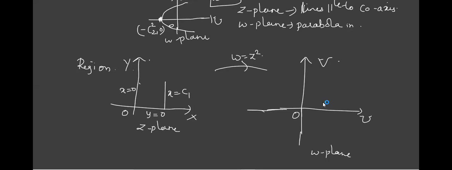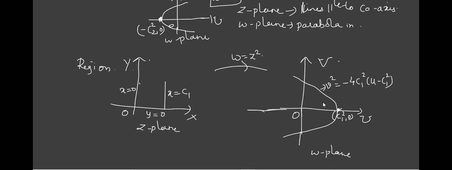Tell me what is the vertex we got in the first case? Plus C1 square, comma 0. So it is only on the positive U axis. With this as the vertex, you should draw a parabola opening left side. Why left side? Because it is minus 4a. I'll write its equation: V square equal to minus 4C1 square into bracket U minus C1 square. This is my parabola.